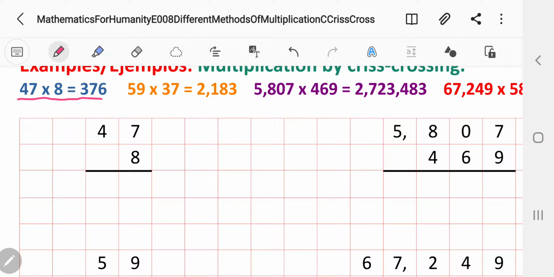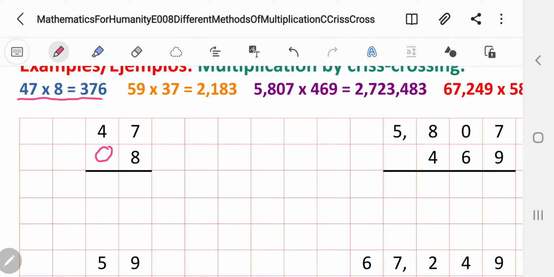Here we are going to make sure that we multiply two numbers of the same number of digits. In this case, you have two digits above and then you just have one digit below. So we have to put a zero here, so that you have two numbers below 47. So this is the procedure of the crisscross.